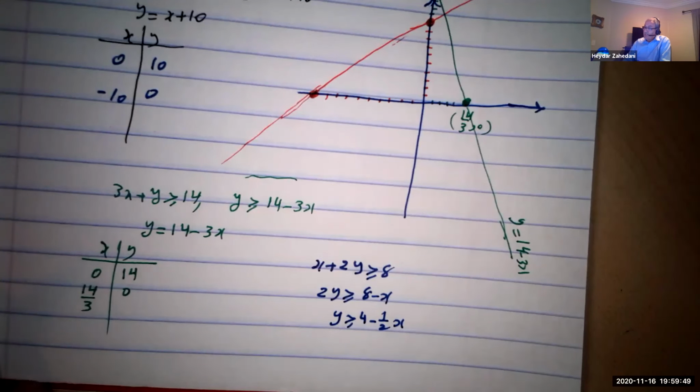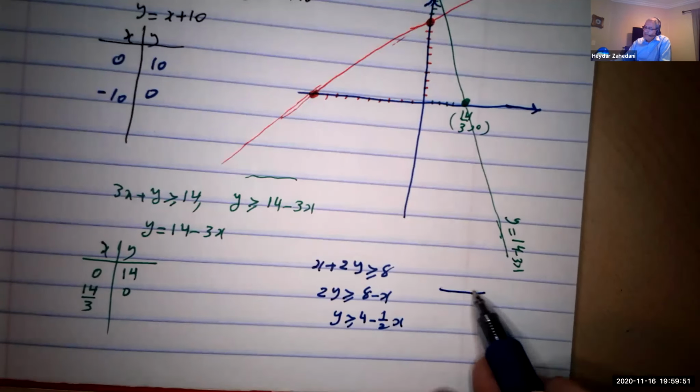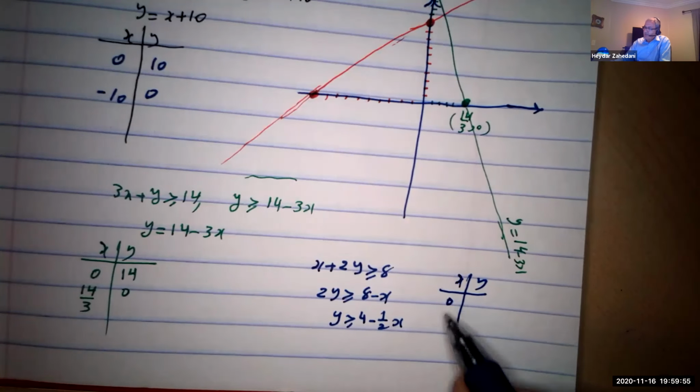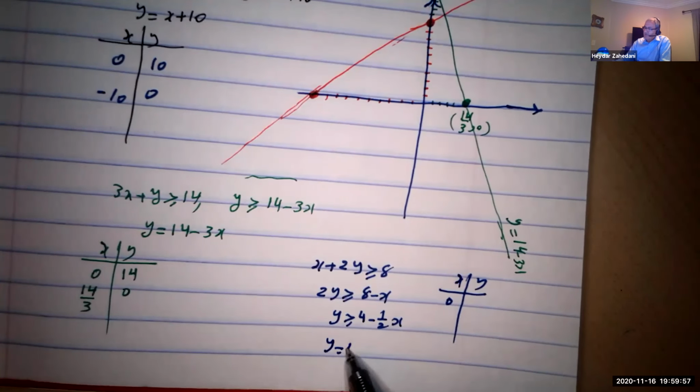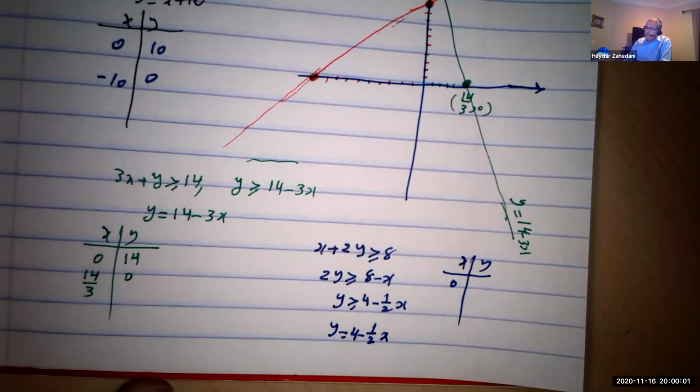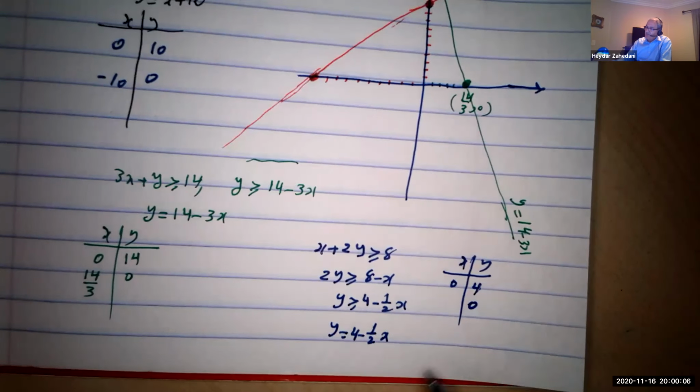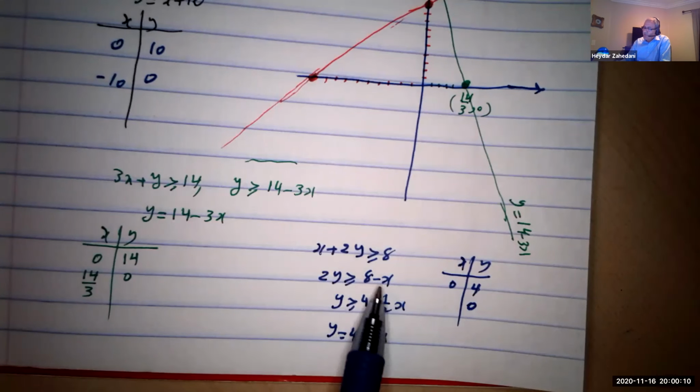So we need intercepts. So this is going to be x and y. Replace the x by 0. We need to find this line, 4 minus 1/2 of x. So if you put x equal to 0, y would be 4. If you put y equal to 0, x would be 8.